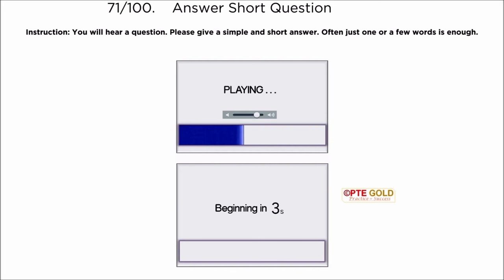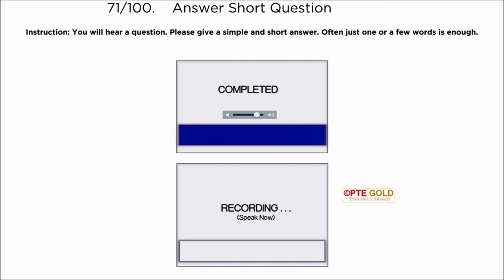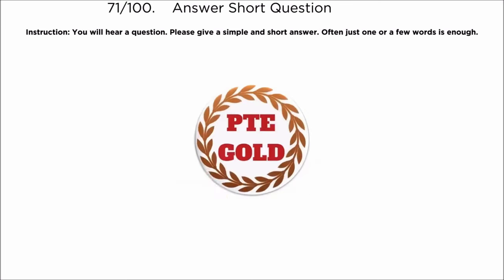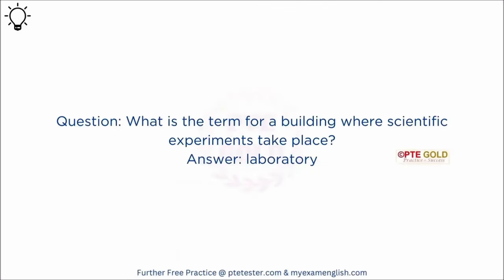What is the term for a building where scientific experiments take place? Laboratory.